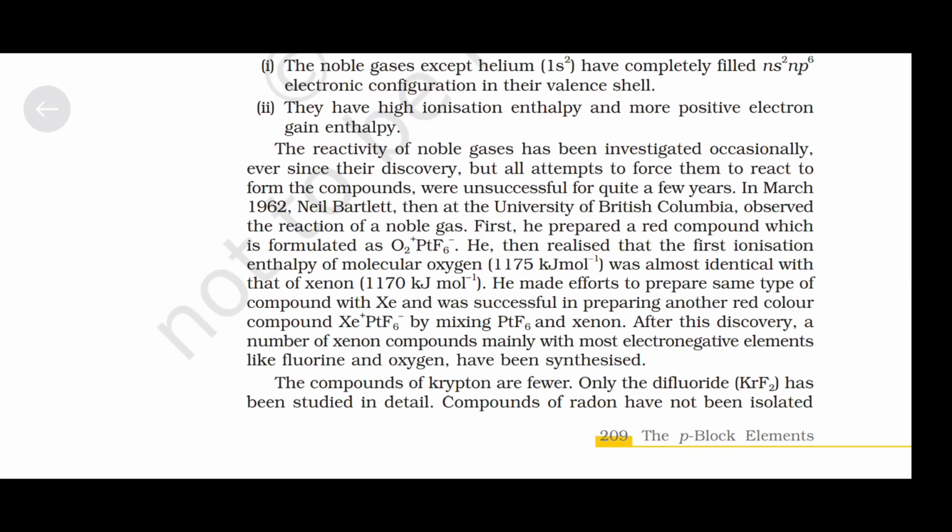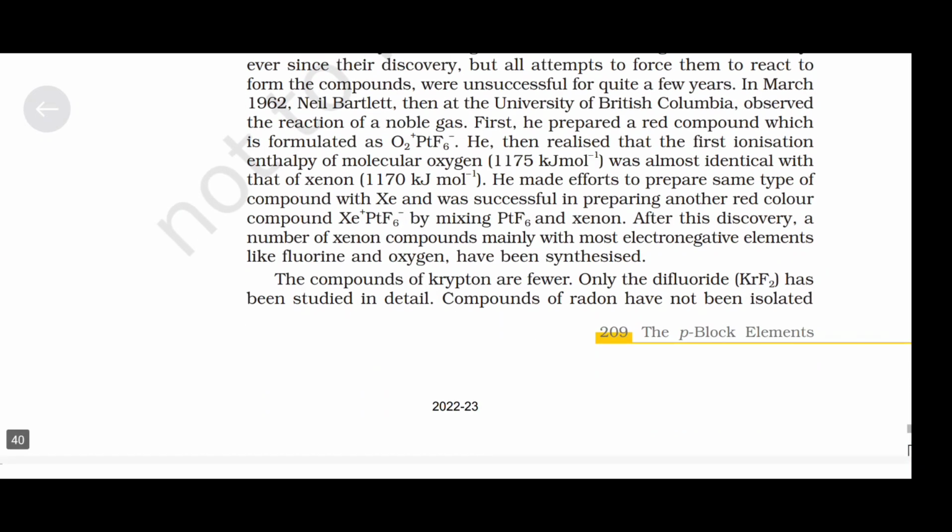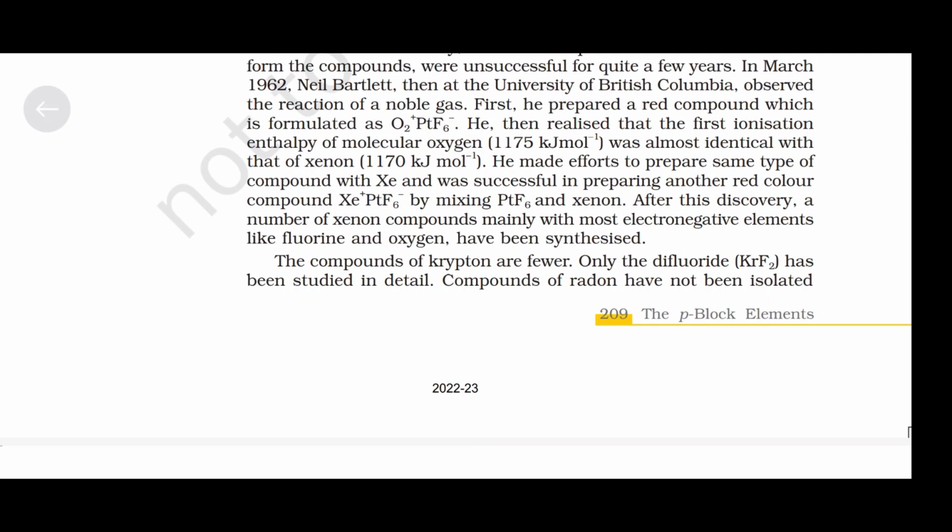He then realized that the first ionization enthalpy of molecular oxygen, 1175 kilojoule per mole, was almost identical with that of xenon, 1170 kilojoule per mole. He made efforts to prepare the same type of compounds with xenon and was successful in preparing another red colored compound, Xe+ PtF6-, by mixing PtF6 and xenon. After this discovery, a number of xenon compounds, mainly with the most electronegative elements like fluorine and oxygen, have been synthesized.